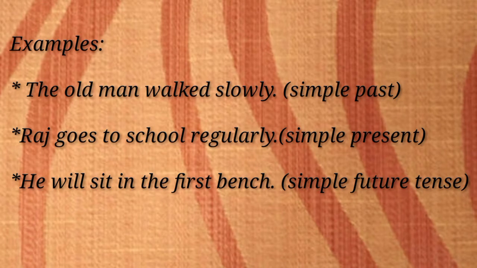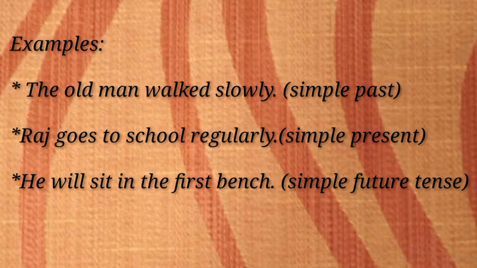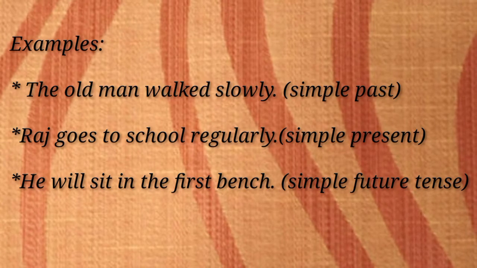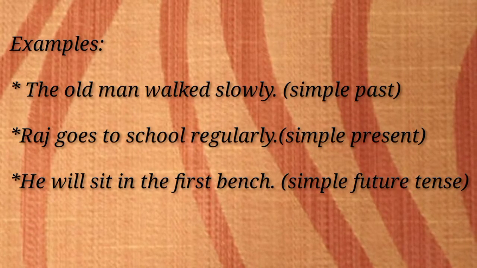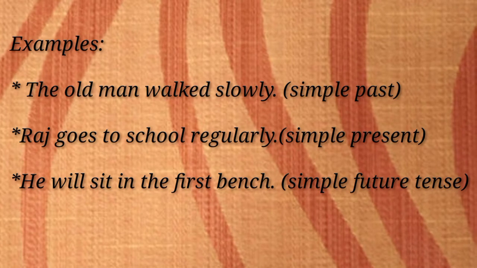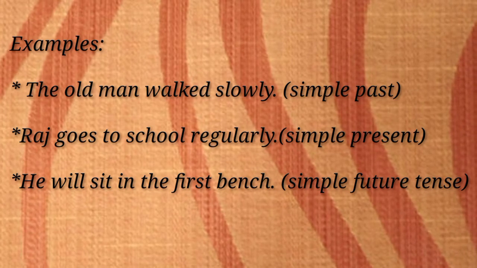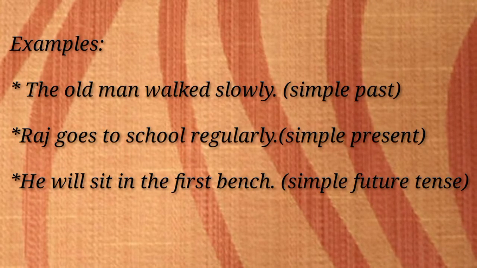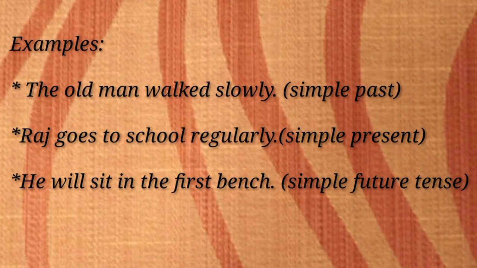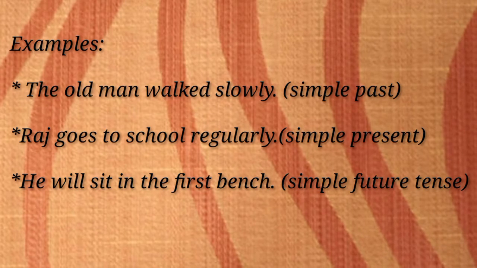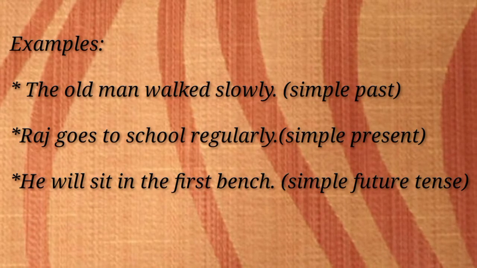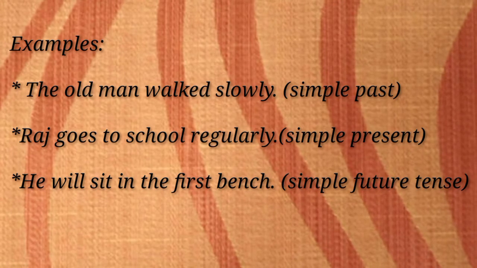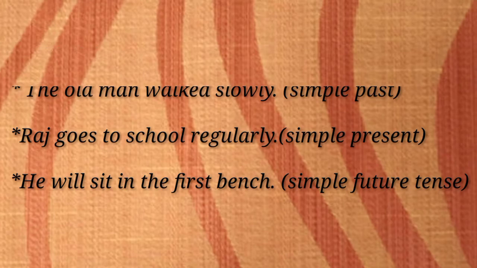See these sentences. The old man walked slowly. What is the verb here? Walked, and it is with ed. That means it shows simple past tense. Raj goes to school regularly. Goes is the verb here with es. That means it shows the present tense. He will sit in the first bench. Sit is the main verb here, and will is added with it. That means it shows that the sentence is in future tense.